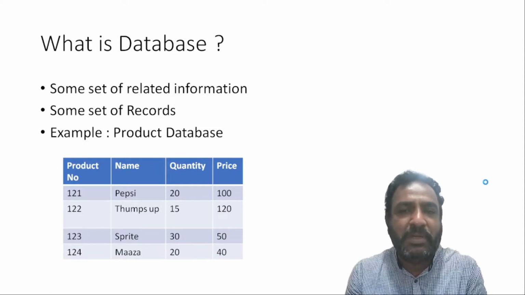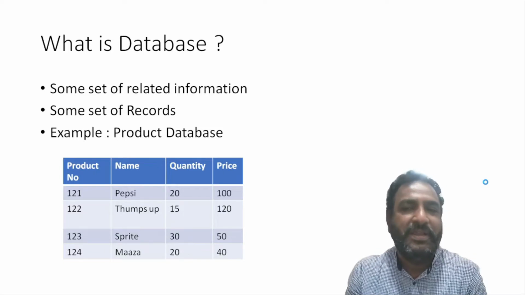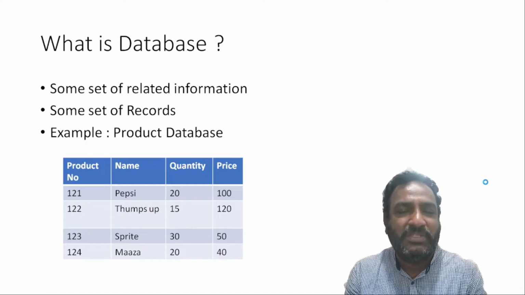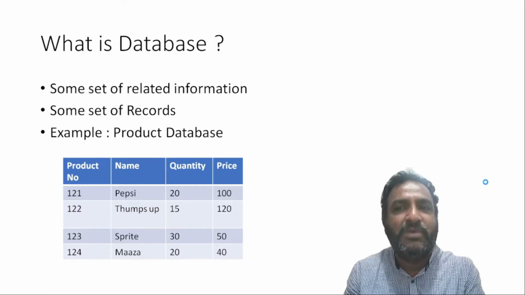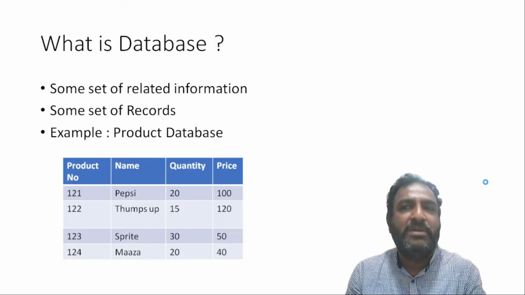For example, product number 121, it's a Pepsi, 20 quantity stock is available. Each quantity price is 100. And the next product number 122, it's a Thumbs Up. Quantity stock available is 15 and each quantity price is 120 rupees. Like this, you can maintain some group of records. So this is nothing but a database.